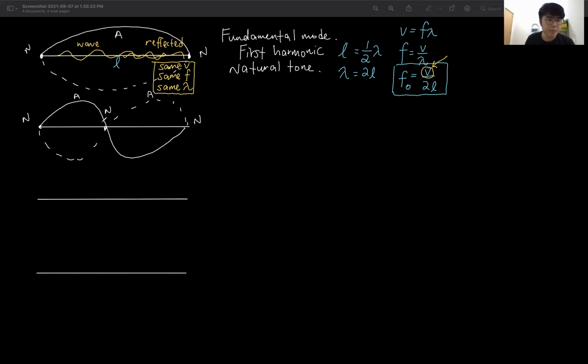So this one, we call it the first overtone. So the tone is the natural one, right? This one step up is overtone. Or we can call it second harmonic.